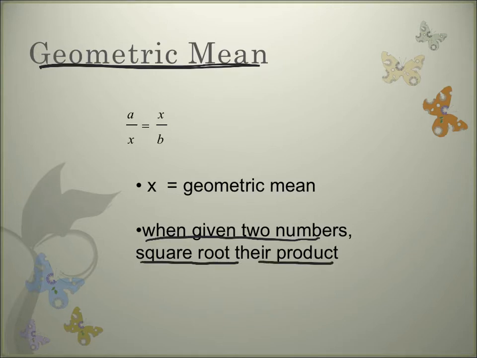So for example, if I said, give me the geometric mean of 36 and 49. What you would need to do is multiply them and take the square root of them. But I would tell you, that's a terrible way to do this. It means take the square root of their product. Product meaning multiply, and the square root of that. But I'll tell you why.